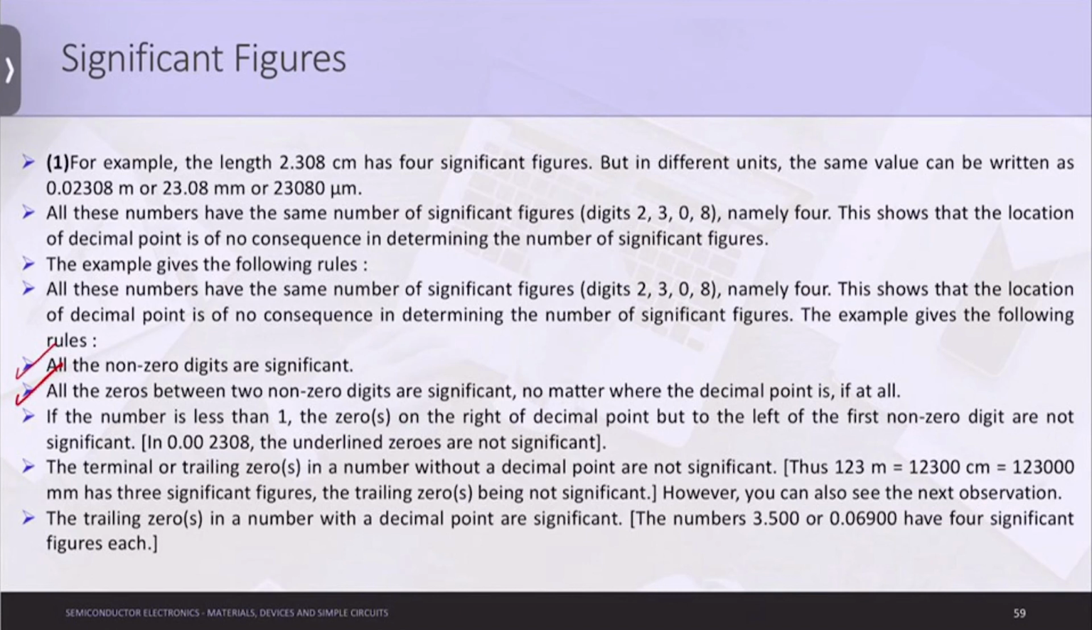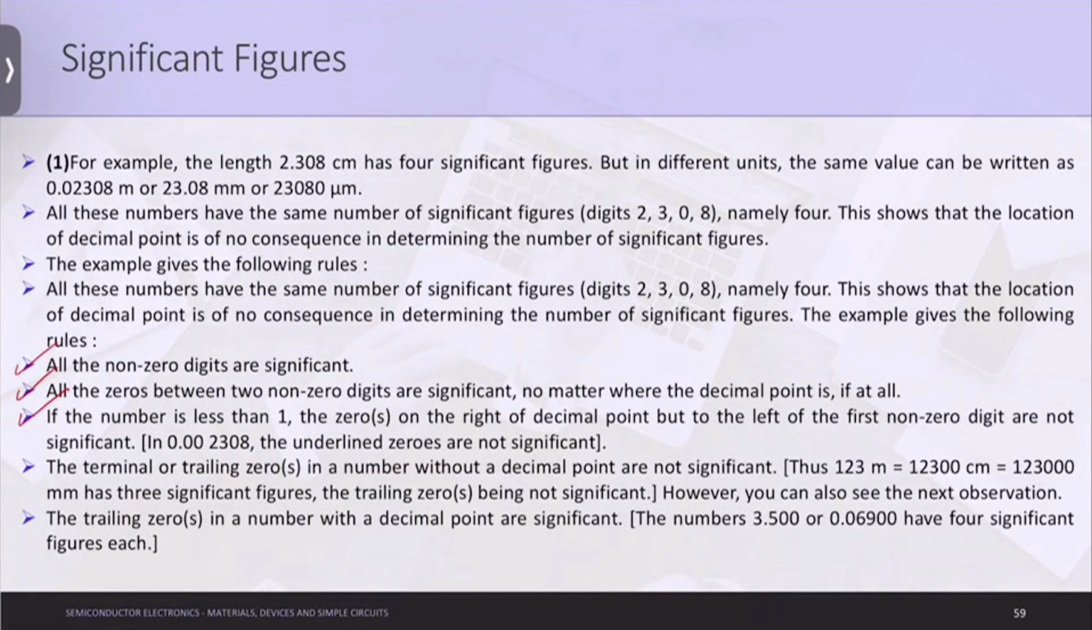Next, if the number is less than 1, the zeros on the right side of the decimal point but to the left of the first non-zero digit are not significant. The example is already written here. So in 0.002308, the underlined zeros are not significant. As this is the first non-zero digit, these two are not significant figures. Okay, moving on.